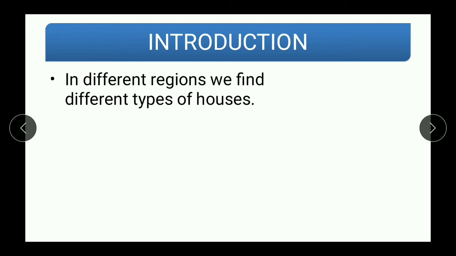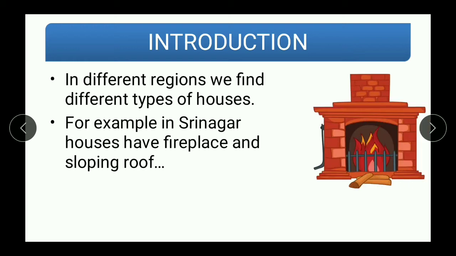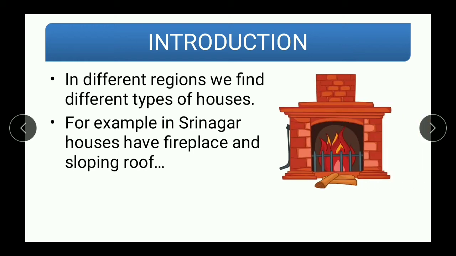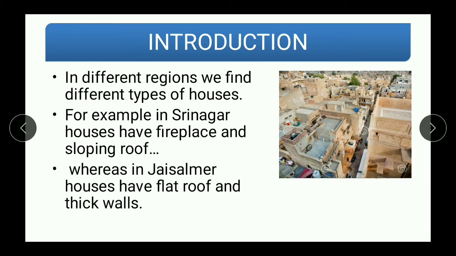As I already said, in different regions we have different types of houses. For example, in Srinagar, houses have a fireplace like this one and a sloping roof. Whereas in Jaisalmer, houses have a flat roof like this and thick walls.